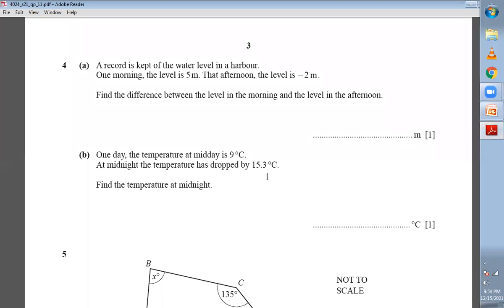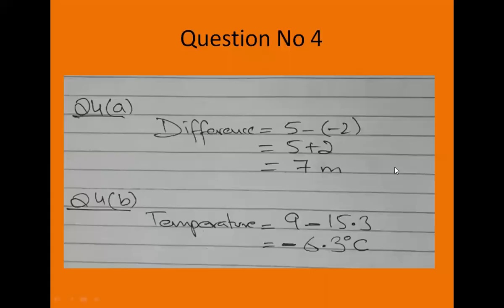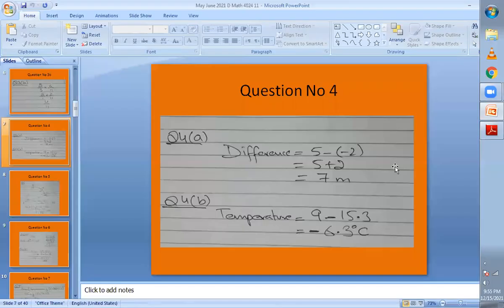Next one is question number 4B part. He says one day the temperature at midday is 9 degrees centigrade. At midnight, the temperature has dropped by 15.3 degrees centigrade. Find the temperature at midnight. So the temperature was 9 and it dropped 15.3. So 9 minus 15.3. When you subtract 9 minus 15.3, you get minus 6.3 degrees centigrade.